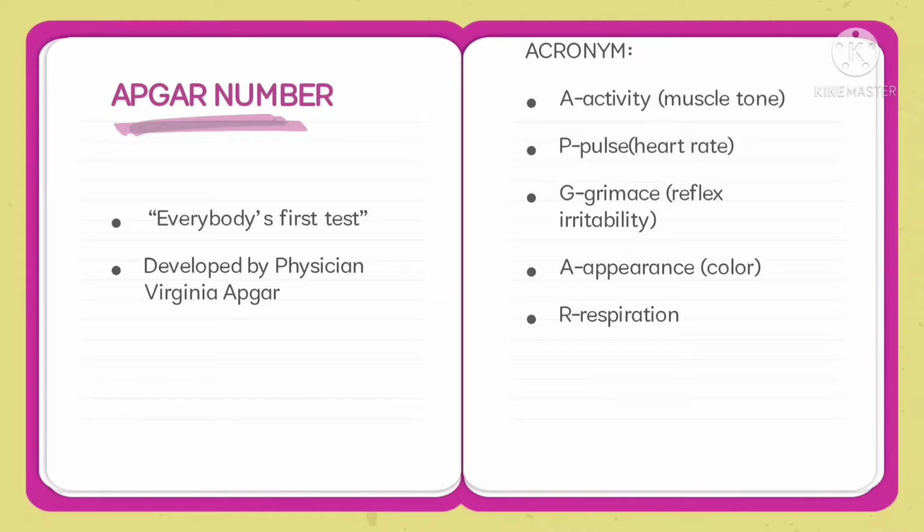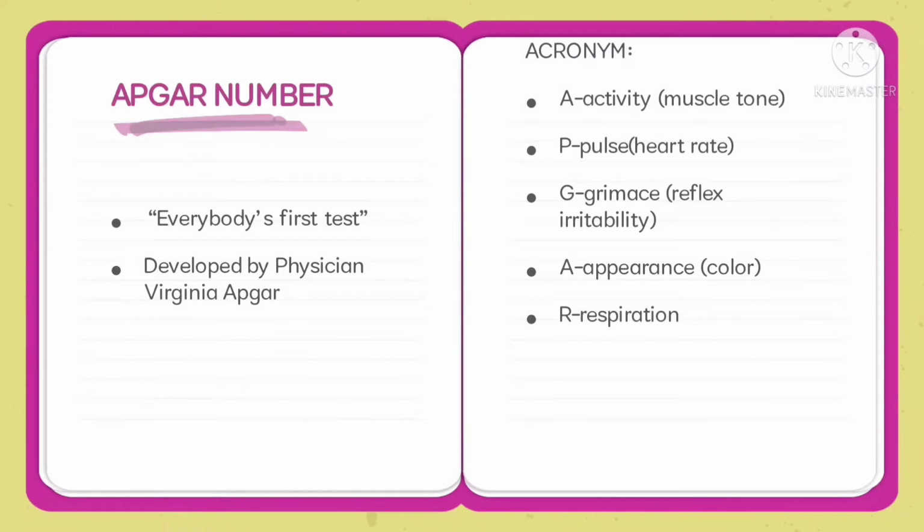Each evaluation is made with respect to the same 5 variables. Each variable can be scored on a range from 0 to 2, and the total score at 1 minute and 5 minutes can range from 0 to 10. The variables are heart rate, respiration, color, muscle tone, and reflex irritability, the last measure being obtained by response to a stimulus such as a mild pinch.